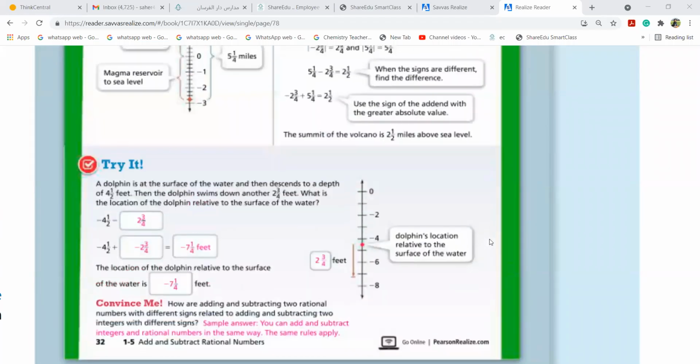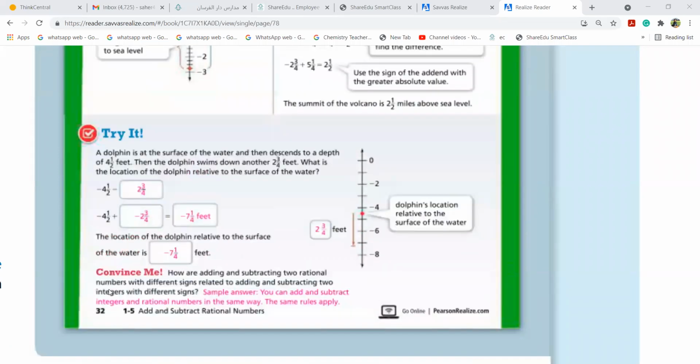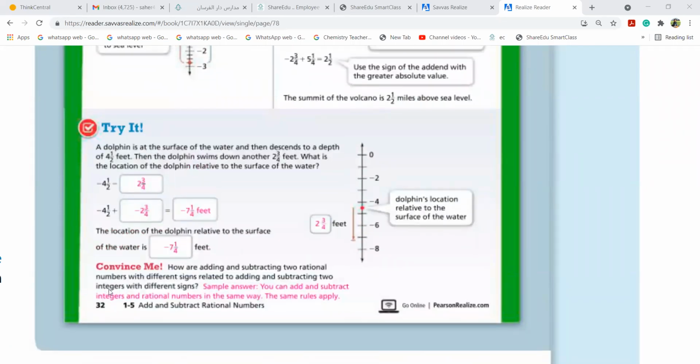Grade 7 girls, page 32. In last class, we finished adding and subtracting integers, and I have even shown you the way how to do it. Today, try to finish this page first, page 32.